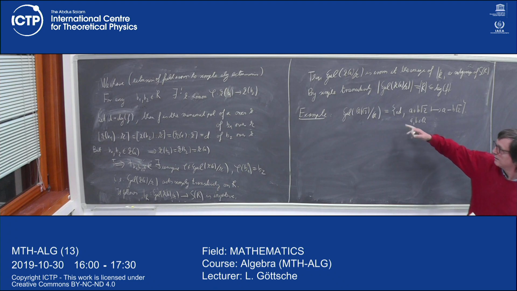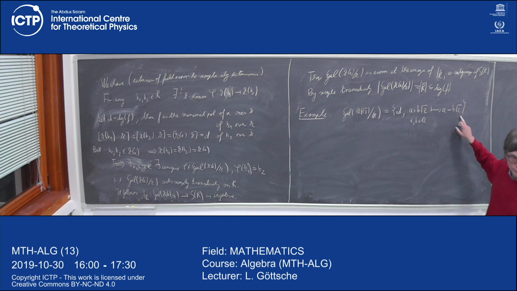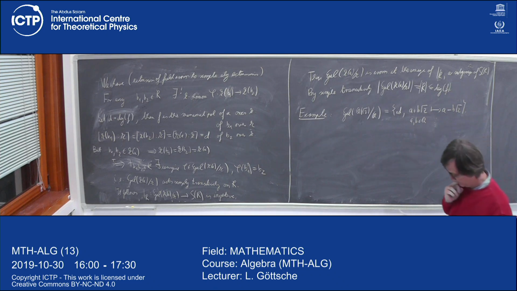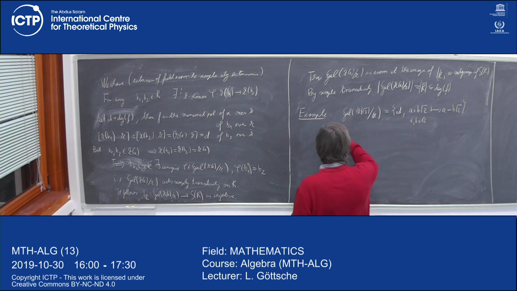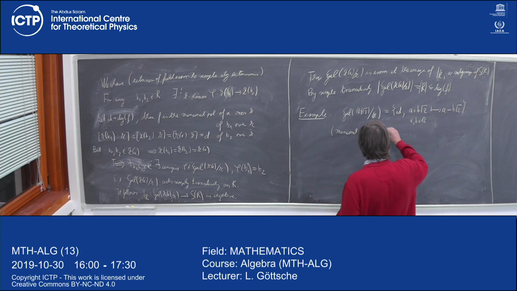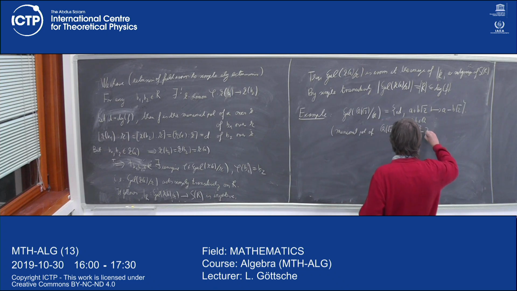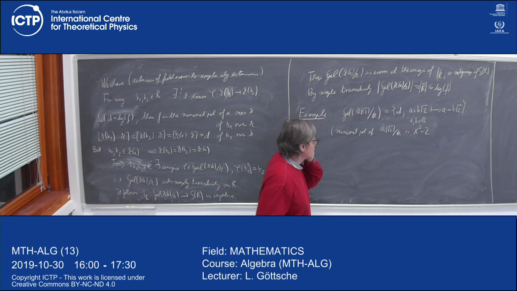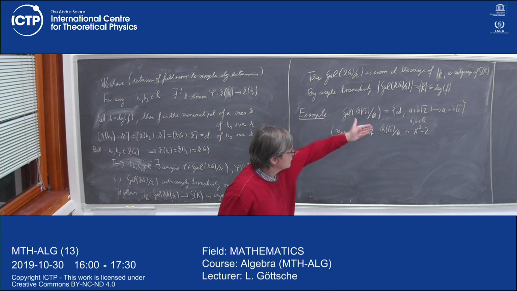One sends √2 to itself, and then it must be the identity. The other one sends √2 to -√2, and if you make this a field homomorphism, it will do this. So we know that the minimal polynomial of this field is x² - 2, which has degree 2. So we know therefore that the number of elements in the Galois group is 2, and we have seen these two elements.